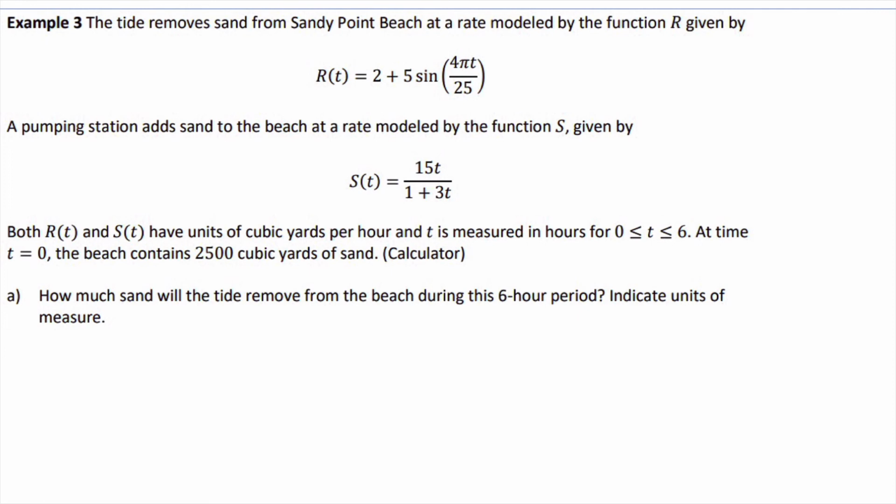So the tide removes the sand at R. That's the rate. If I want to know how fast the sand is moving, taking sand away, I'm going to use R. Pumping station. So now they're putting sand onto the beach. If I want to know how fast they're moving sand onto the beach, I'm going to use S. And then they said at the beginning they're going to do it for 6 hours. At the very beginning, there's 2,500 cubic yards of sand already there. That's how much is there right now. A cubic yard, this is 1 yard by 1 yard by 1 yard. It's a pretty big box. There's 2,500 of those.